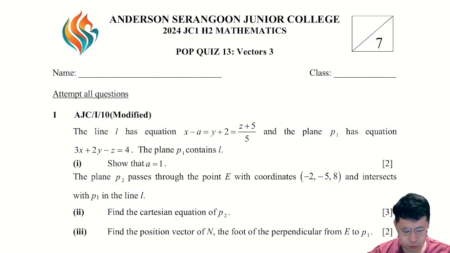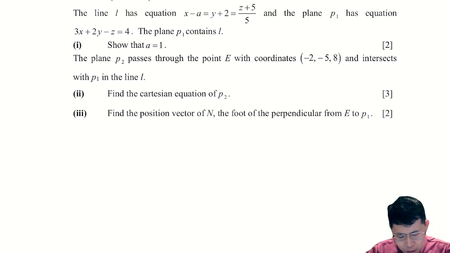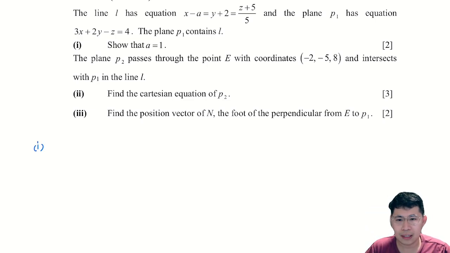Okay, so now let's move on to pop quiz number 13, vectors 3. Let's take a look at this question. A 7-mark question over here. A line L has equation x minus a, y plus 2, and z plus 5 over 5, and the plane P1 has another equation. The plane contains L. So I think the very first thing that we should do, before we do anything, is to rewrite these two equations from the Cartesian form to the vector form so that we can work with vectors.